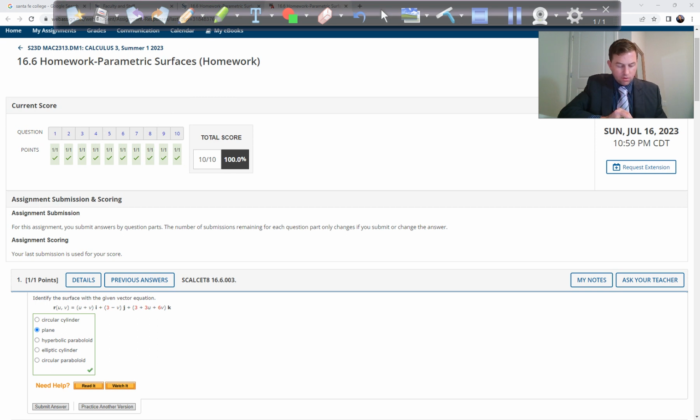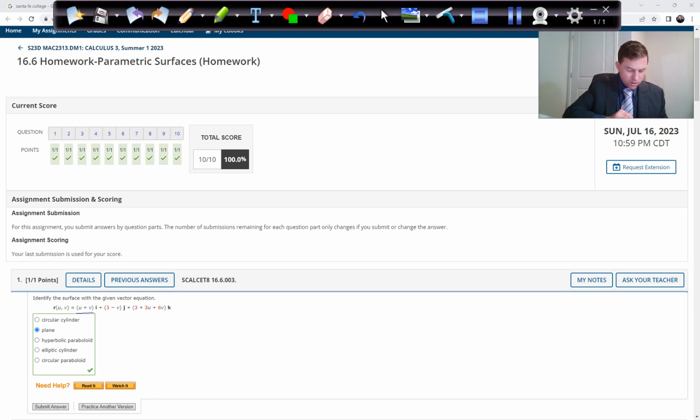So without sines and cosines, you're not going to have the circular cylinders, or hyperbolic paraboloids, or elliptical cylinders, or circular paraboloids. And I should say, I have to be a little careful there. Sines and cosines, or something squared. So having things squared can provide you with circles, right? So if you have u squared plus v squared, that's probably a circle.